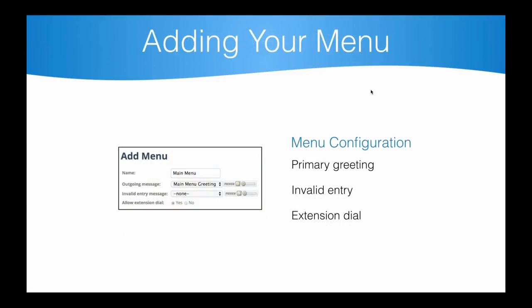All right, so let's move on to the next step, which is configuring your menu. So this is the part where you can set the primary greeting for your menu in addition to an invalid entry message. Let's say somebody pushes a menu option that doesn't exist. You can either play a different greeting or the same one. That's totally up to you. And we also have allow extension dial. So if people know your extension number, you can allow them to directly dial that instead of doing the menu options.